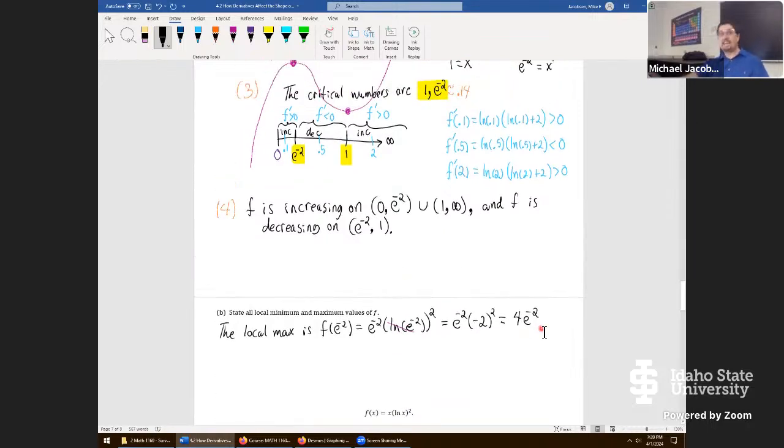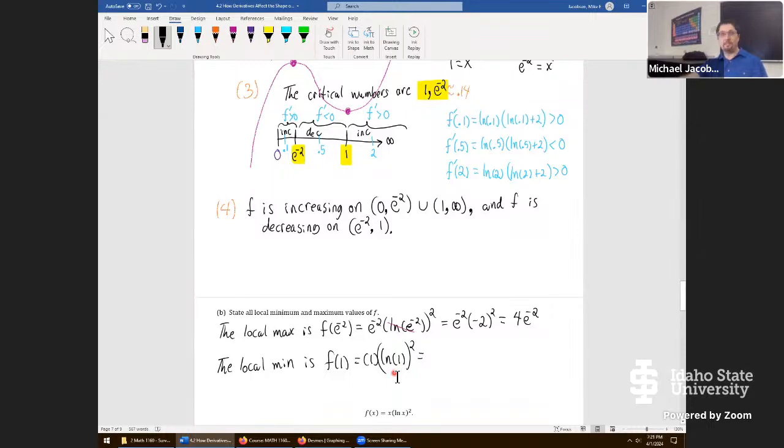Well, any questions, folks, with finding that first value? Okay, well, let's try it again. There is a local minimum when we put in 1 inside the function. And so we can say next, the local min is f at, grab that critical number 1, then plug the critical number 1 back down inside here. It'll be 1 times the natural logarithm of 1 to the power of 2.